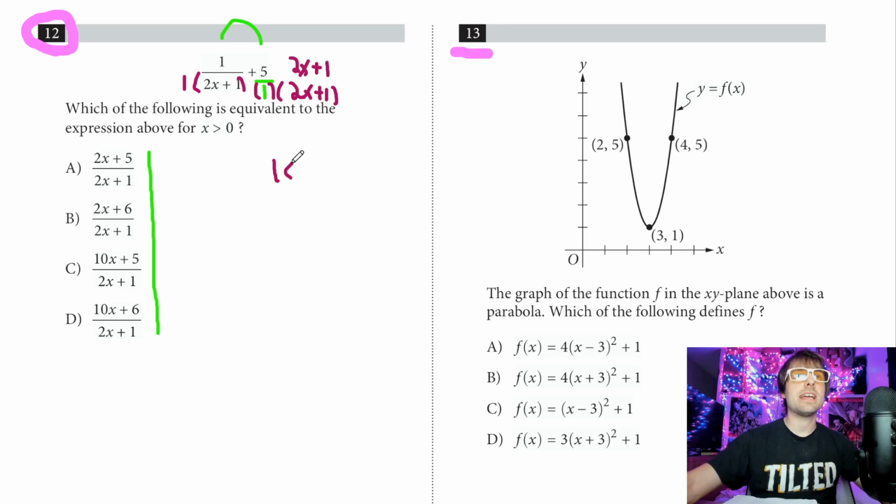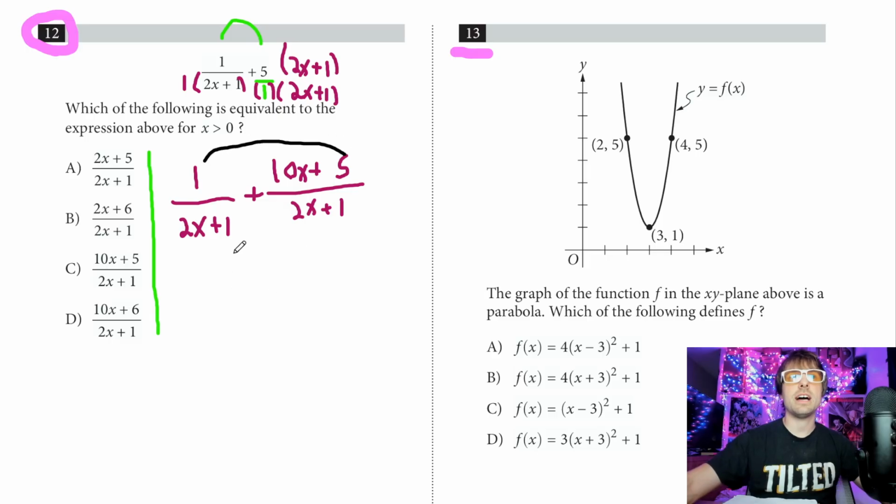Down below, I get 10x plus 5 when I distribute this. My denominator stays as 2x plus 1, and then my left side stayed the same because it was only multiplied by 1. Now that they have the same denominator, I can just go ahead and combine these, and I should get plus the 1 to the 5, so 10x plus 6 over 2x plus 1. So it's not too bad to do by hand.